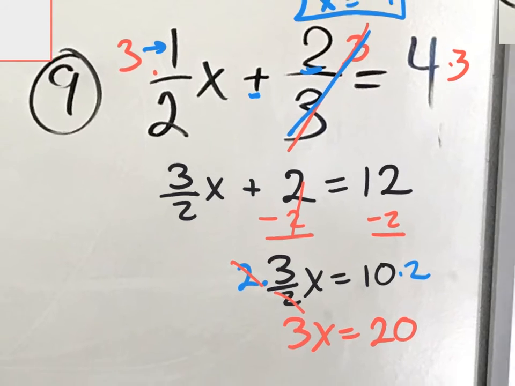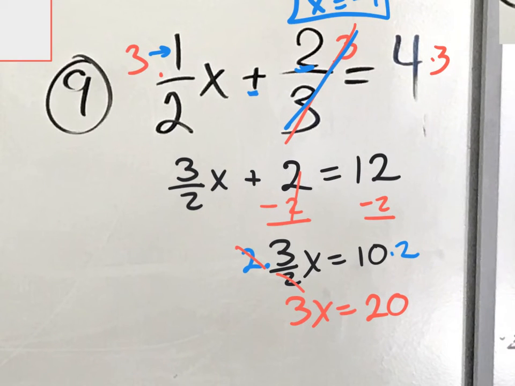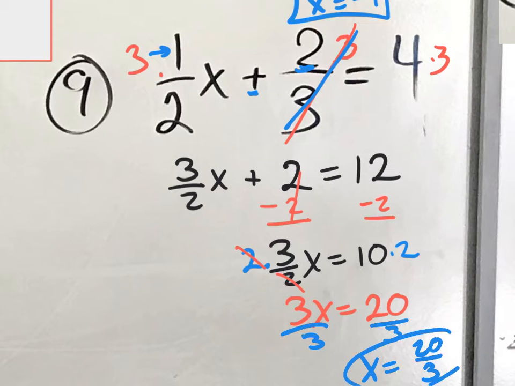So my final step will be what? Divide by 3. And x equals 20 divided by 3. We can't do that. We're going to leave it. 20 over 3 is a fraction, the answer. Do you guys understand that? Yep. Okay, now, here's a different way of doing it.